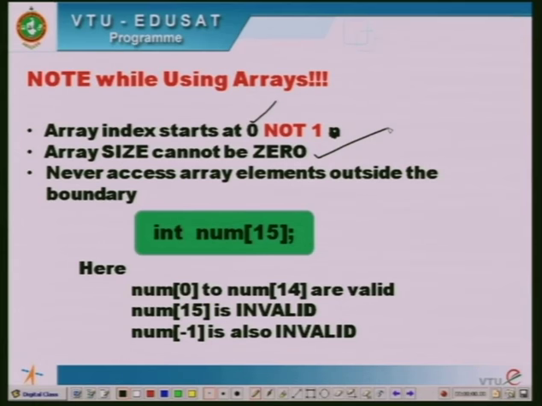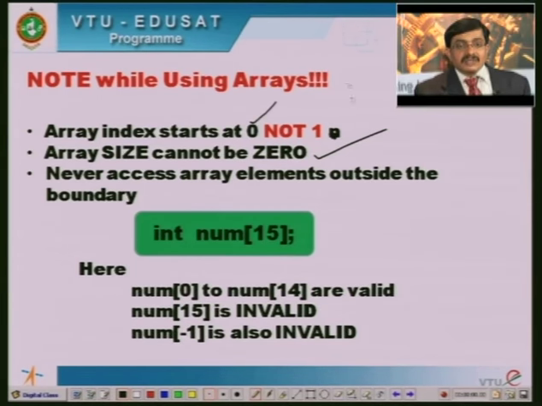Now, we should never access the array elements outside the boundary. Here, int num of 15: num is declared as an array of 15 integer elements. Since it is declared with 15 integer elements, num of 0 to num of 14 are the only valid elements which can be accessed. Num of 0 is the first element, num of 14 is the last element. Using 0 to 14, I will have 15 elements.